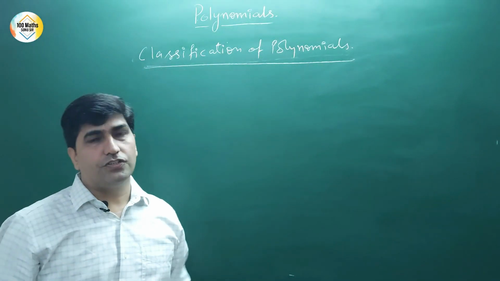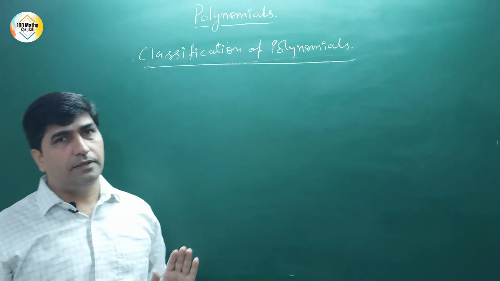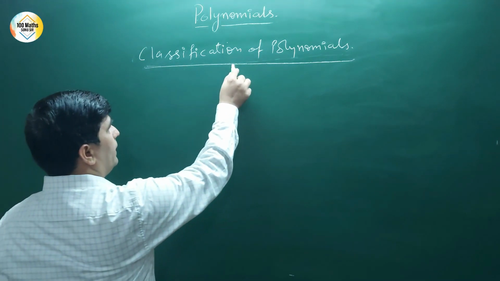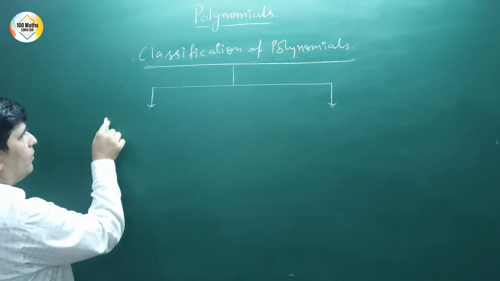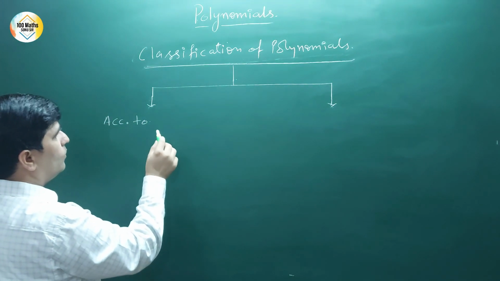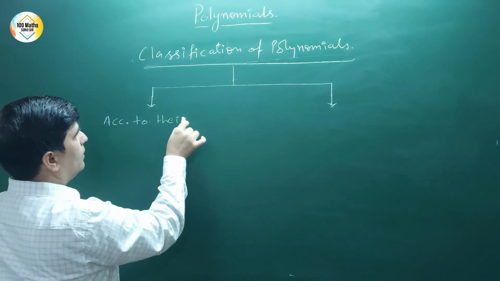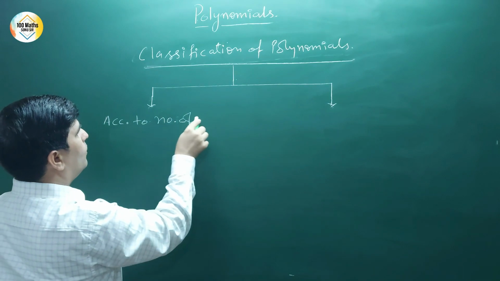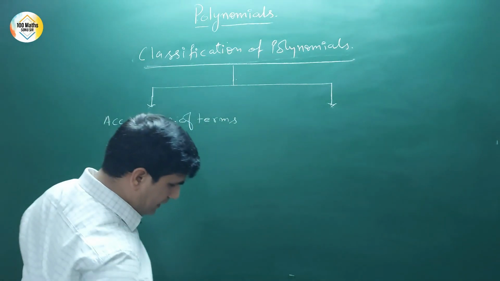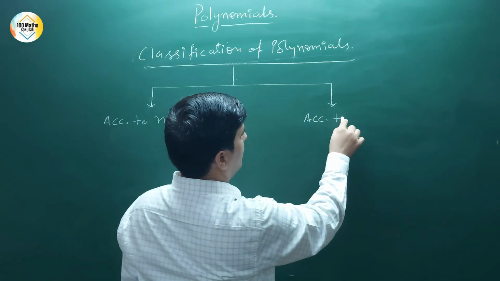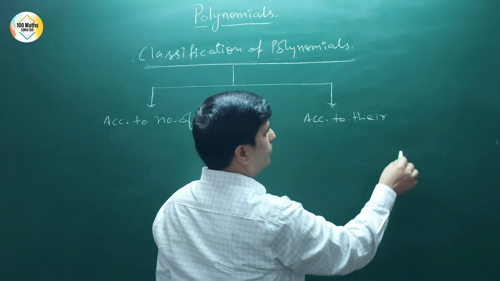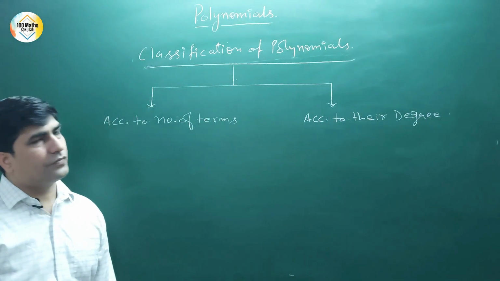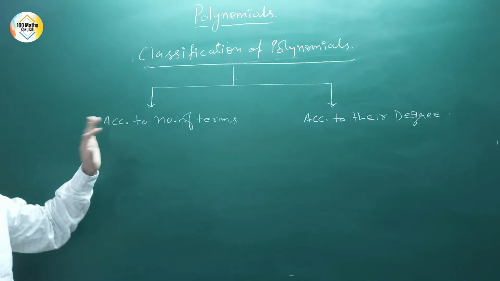Okay, so classification of polynomial. We can classify a polynomial in two ways. One is we can classify it according to their number of terms, right? And second is according to their degree, according to their degree, right? According to their degree. Okay, according to their number of terms.